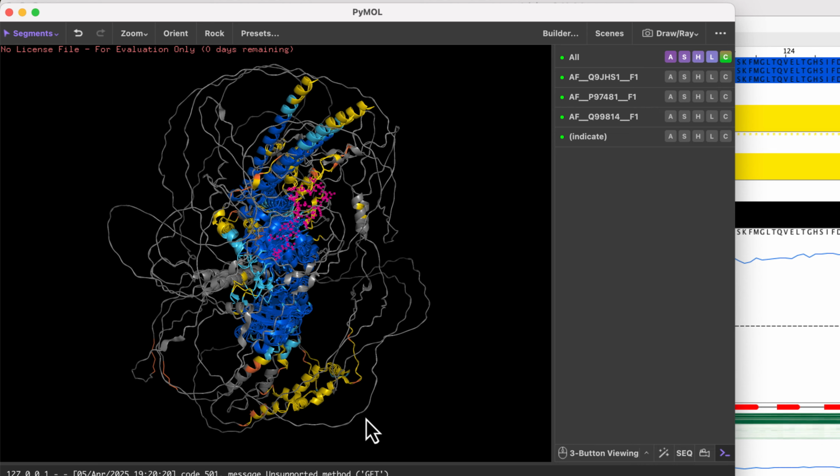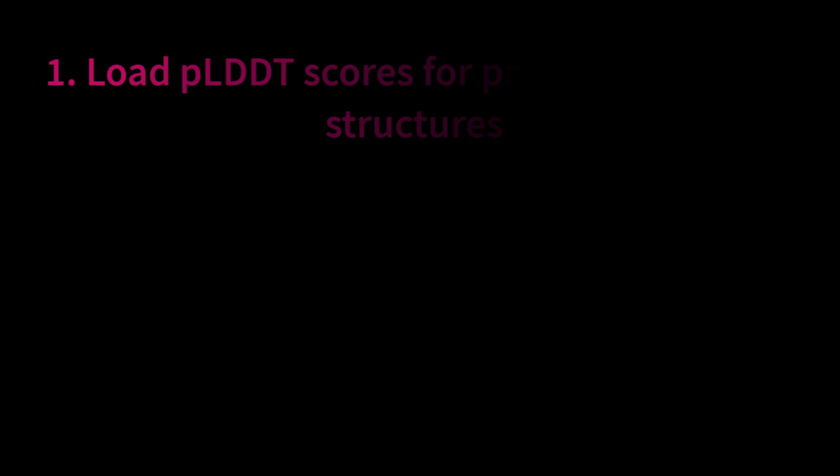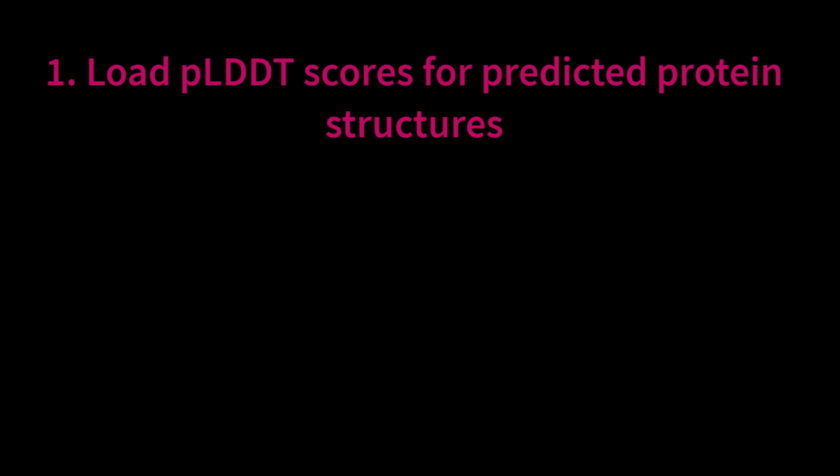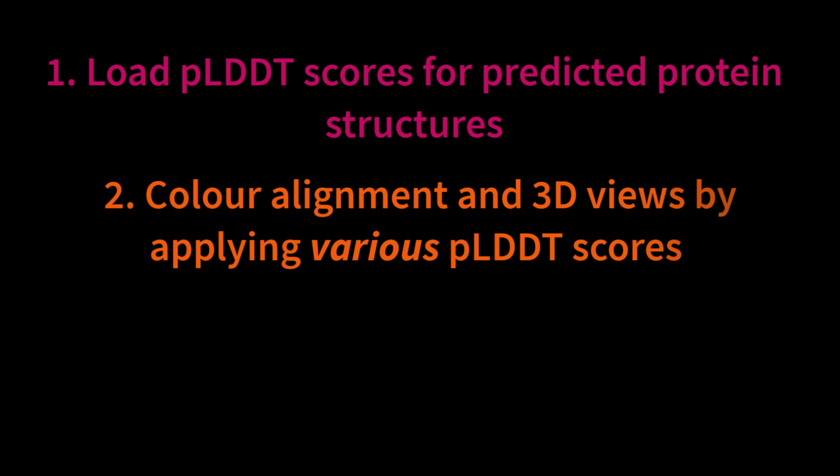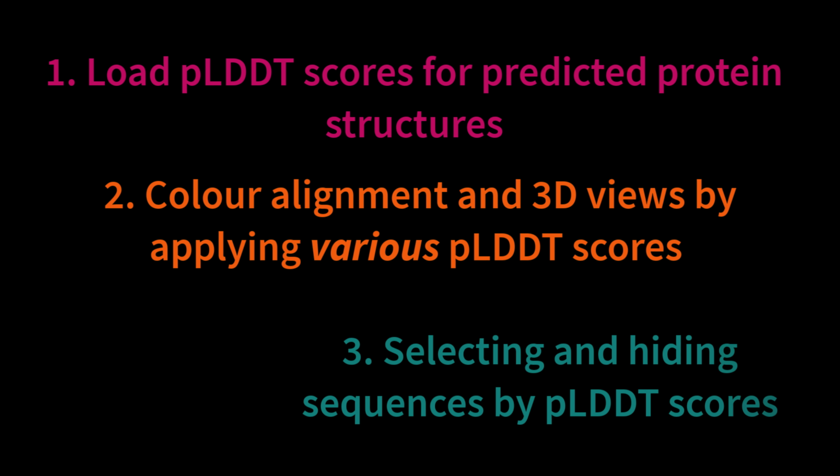And that's it for today. In this video, we explored a number of concepts. We saw how to load the pLDDT scores for predicted protein structures in Jalview, how to color both our alignment as well as the three-dimensional structures loaded in the 3D viewer according to one pLDDT score applied to all of them, as well as their individual pLDDT scores. And finally, we explored how we can select or hide parts of our alignment according to the pLDDT score in Jalview.